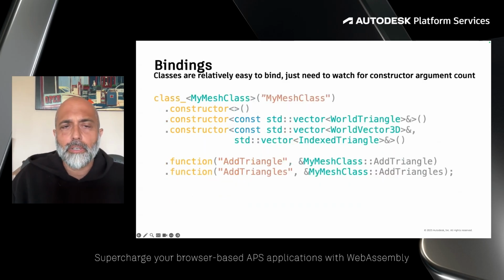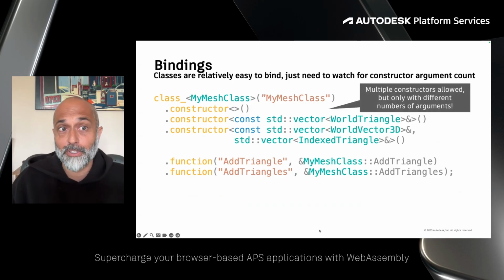Otherwise, here we're exposing a particular class called my mesh class to WebAssembly. The thing to point out about classes, they're pretty easy to expose generally, and you can have multiple constructors defined for your class. But the important thing to note is they actually need to have different numbers of arguments. So here we have a standard constructor with 0 arguments. Here's a constructor with 1 argument, and here's a constructor with 2 arguments.